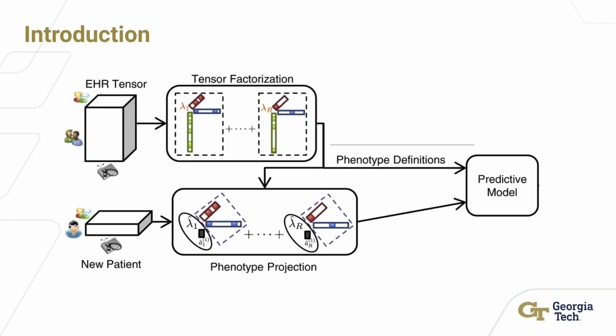When working with tensors, one has to consider all relationships between dimensions. But when we have a matrix of the patients and diagnosis dimensions, and another matrix with the patients and medications dimensions, you're losing the relationship between medications and diagnosis. Therefore, tensors are more interpretable than popular dimension reduction techniques such as principal component analysis.